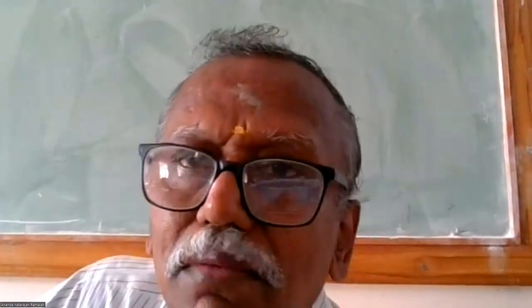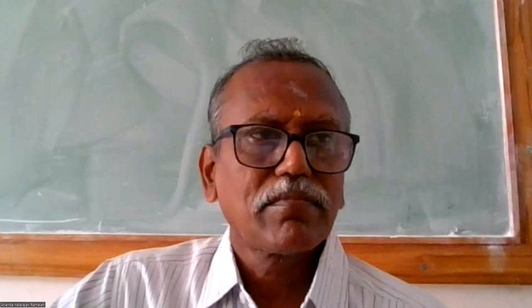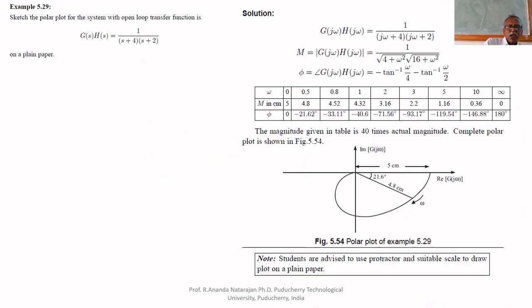So far we have seen Bode plot, gain margin and phase margin. And then we have seen how to adjust K by using the Bode plot. Now we are going to see the polar plot and Nyquist plot. Another sum. What is this?